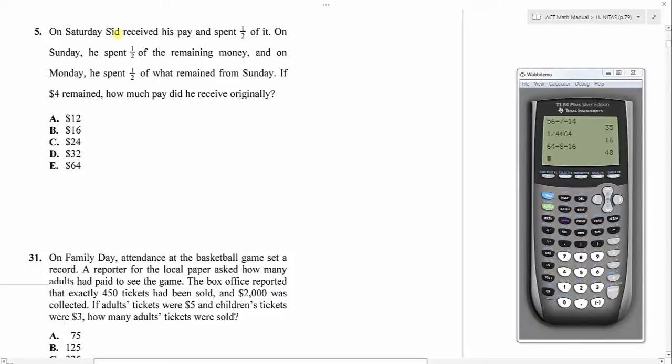So number 5, let's go ahead and read it all the way through. On Saturday, Sid receives his pay and spends half of it. Sunday, he spends half the remaining money. Monday, he spends half of what remained from Sunday. $4 remain. Okay, so receive originally. That's what we are looking for.